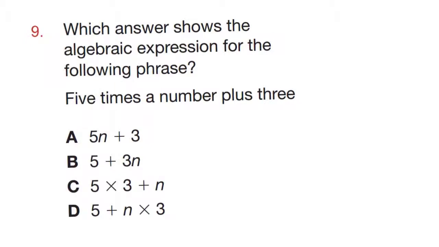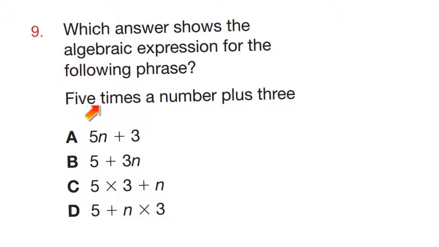Which answer shows the algebraic expression for the following phrase, 5 times a number plus 3? Okay, to do this one, we have to look for a number that is being multiplied by 5 first, and then 3 added to it. Now we use n for number. It's important to remember here that when a letter is directly next to a number, that means multiply. So we only have two multiplication signs here. So this is 5 times 3.